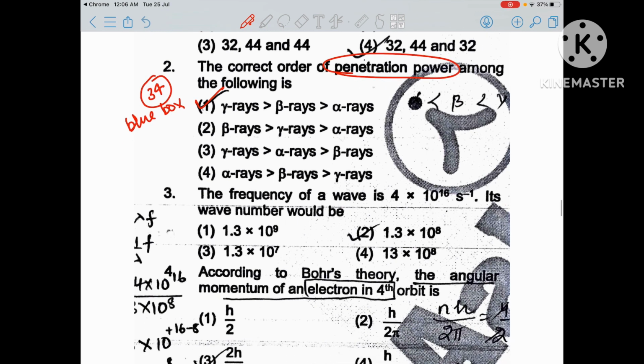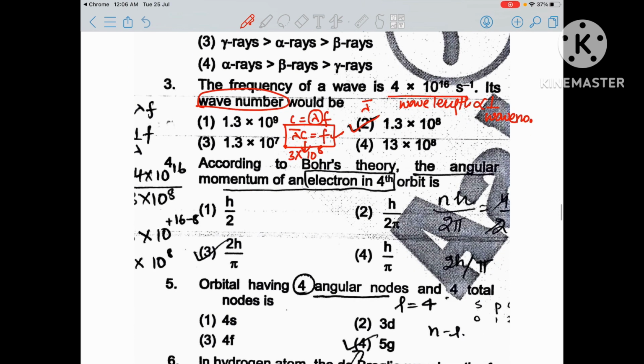The frequency of a wave is this. Its wave number, please don't confuse wave number and wavelength. Wave number and wavelength are inversely related, right? So you know the formula c equals lambda f, so lambda is wavelength here. You have to rearrange the formula to c over lambda is equal to f for wave number. Put the speed of light, 3 into 10 to the power 8, here. Put the frequency, find the value of lambda bar. So you'll get the answer as 1.3 into 10 to the power 8.